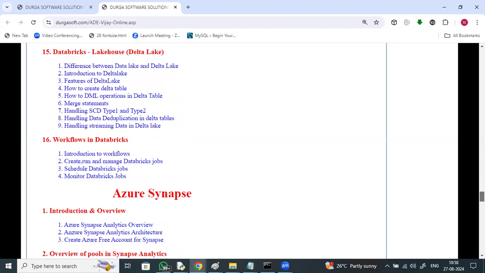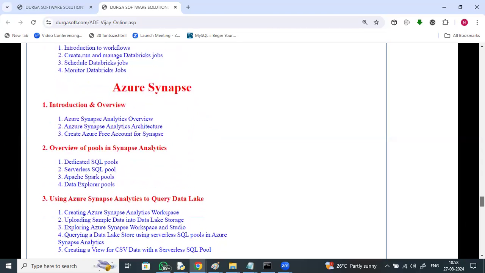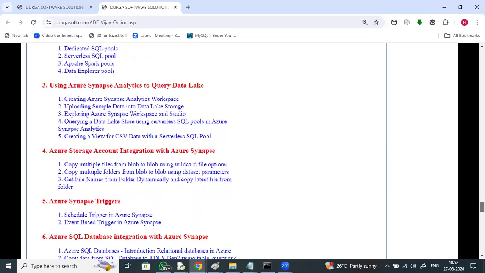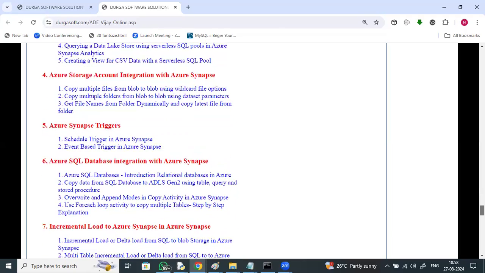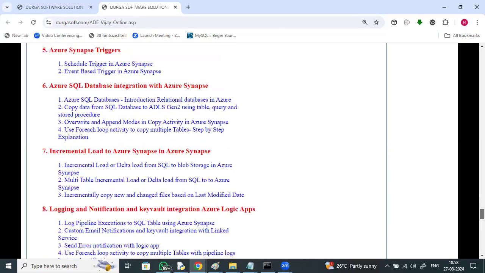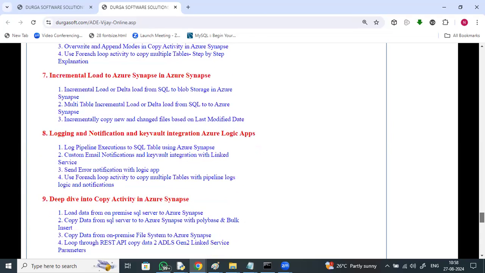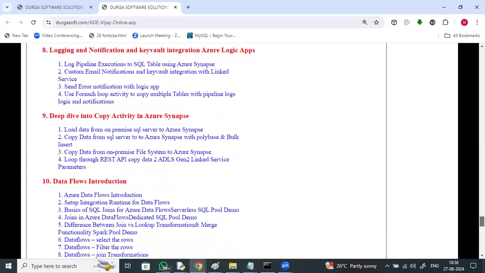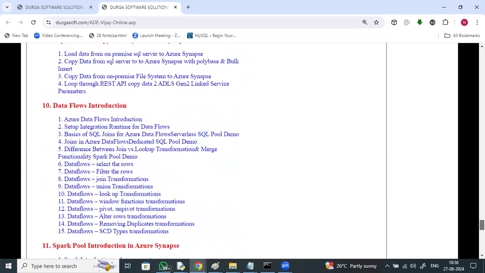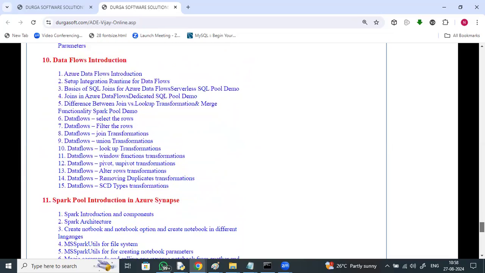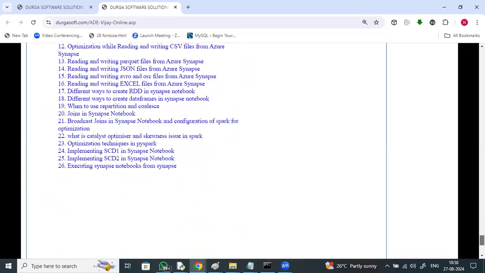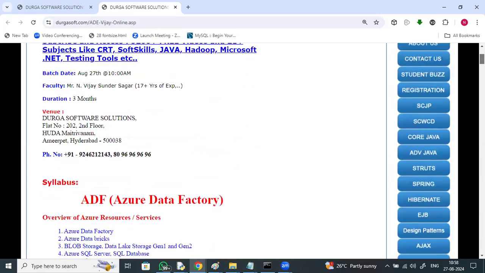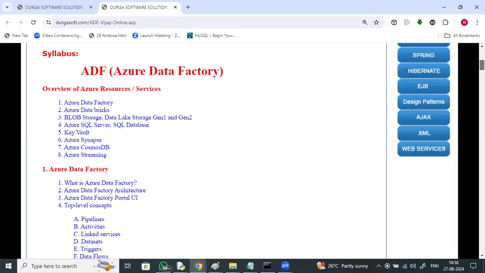And Azure Synapse: overview of pools in Synapse Analytics, Synapse Analytics to query data lake, Azure Synapse triggers, database integration with Azure Synapse, incremental load to Azure Synapse, Key Vault integration with Azure Logic Apps, deep dive into copy activity, data flows, and the Spark pool introduction in Azure Synapse. All these things in brief. That's the syllabus in brief; we are going to go in depth about all these things.